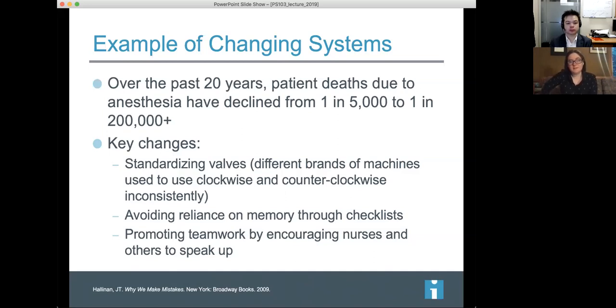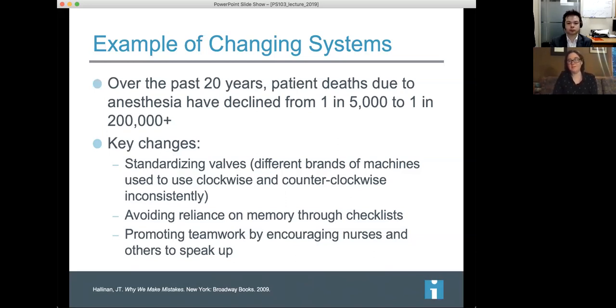So key changes: standardizing valves, so standardizing the way the machines work. Even though there are different brands, things that used to turn in different directions are now forced to turn in the same direction. It's not 100% true, but that helps to make sure that when we go to a different place or use a different machine, we know the basics of how it works.